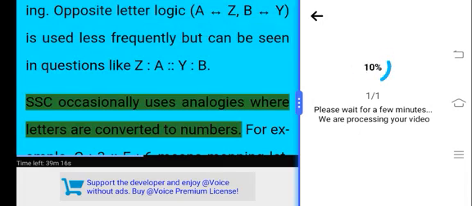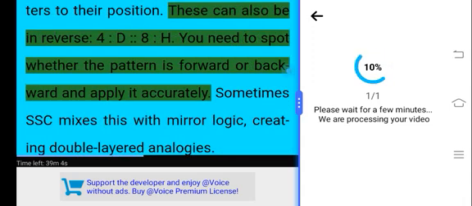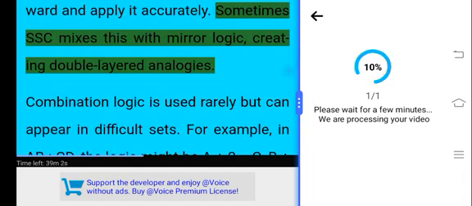SSC occasionally uses analogies where letters are converted to numbers. For example, C, 3, F, 6 means mapping letters to their position. These can also be in reverse: 4, D, 8, H. You need to spot whether the pattern is forward or backward and apply it accurately. Sometimes SSC mixes this with mirror logic, creating double-layered analogies.